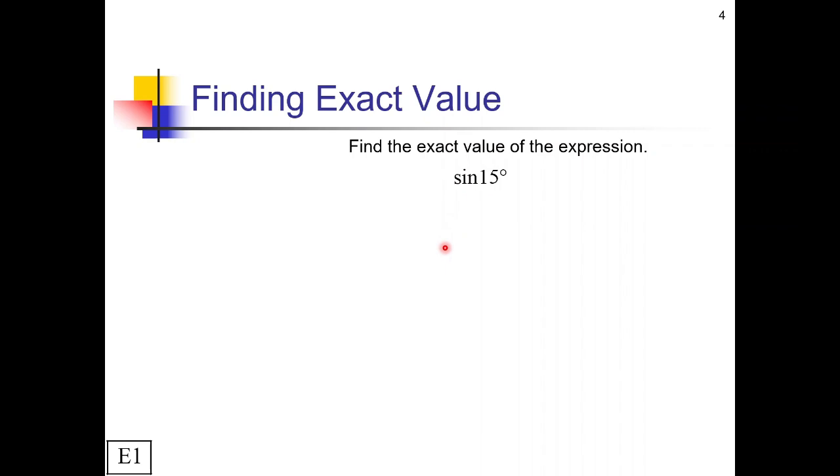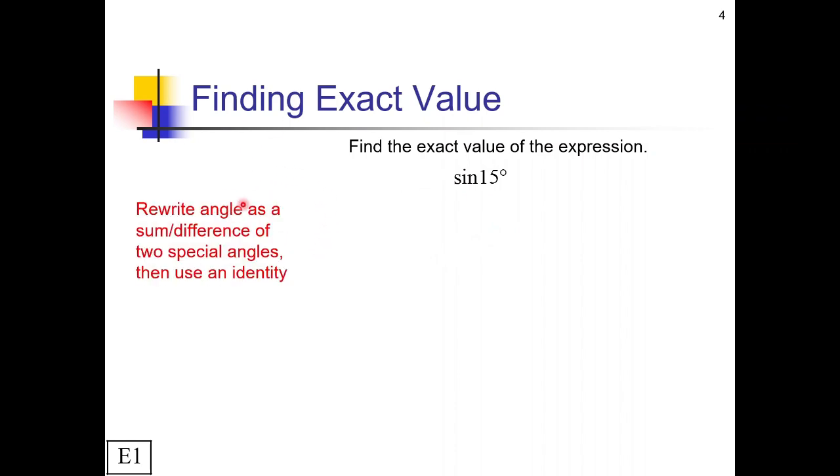So you might be wondering, what could we possibly use these identities for? And one of the big uses is finding exact values without using a calculator. Kind of like when we had to find sine, cosine, and all the other values of angles without a calculator. This is kind of in that wheelhouse. But we don't have the exact value for sine of 15. We haven't memorized that. So what we can do instead to tie into our identities is we could rewrite this angle as a sum or a difference of 2 special angles, and then use an identity.